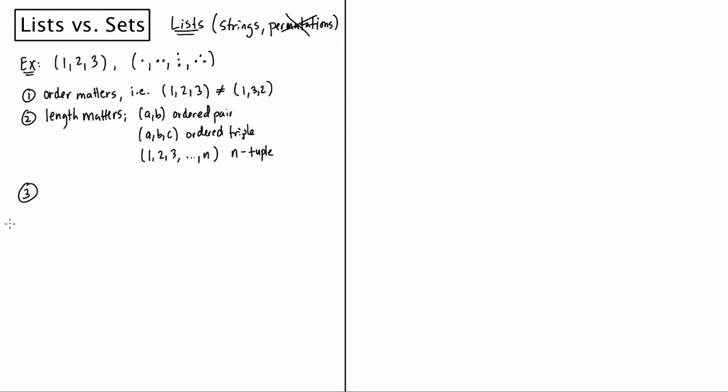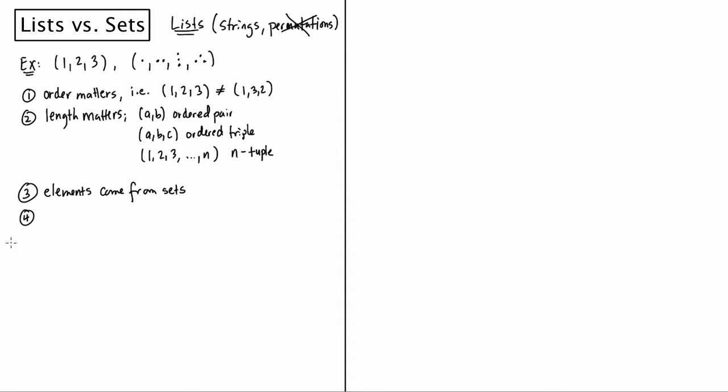Now, the third thing that I want to look at with you is that the elements of a list can be generated from any set. So the elements come from sets. In some sense, lists are products of sets, and we'll look at how that comes about in a second.